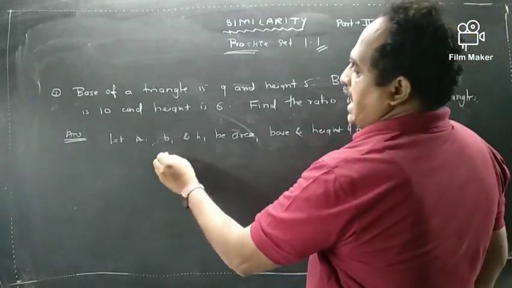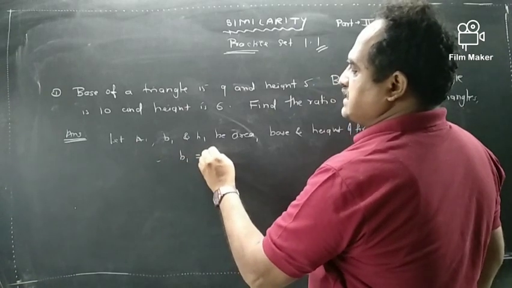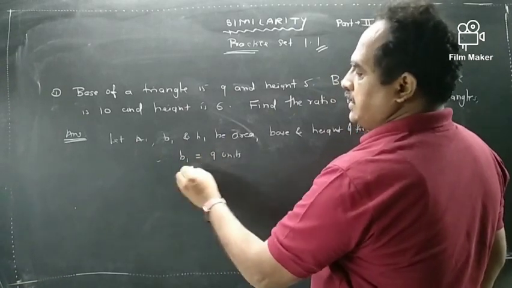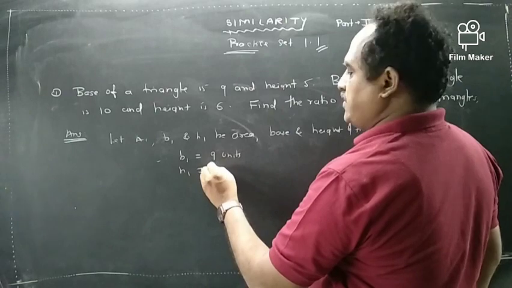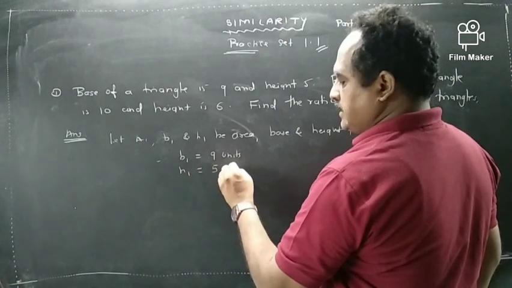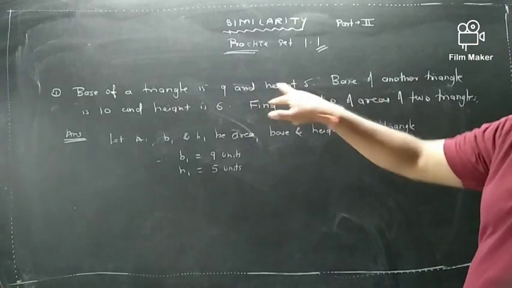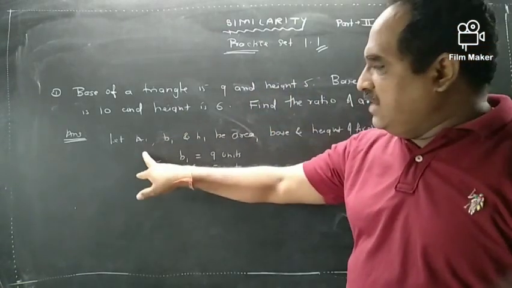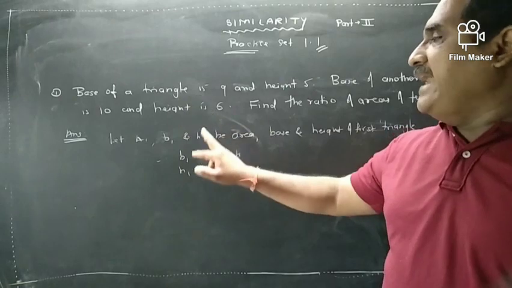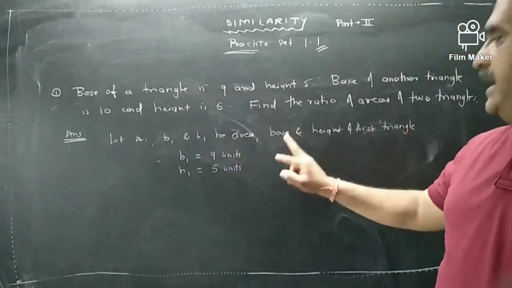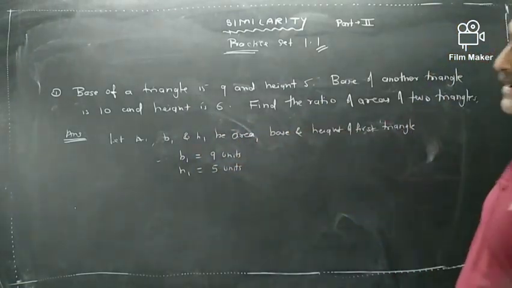Therefore, I can say that B1 is 9 units and H1 is 5 units. Is it right? The base and height of a triangle, they have given 9 and 5 centimeter. I have taken A1, B1 and H1 as area, base and height of the first triangle.